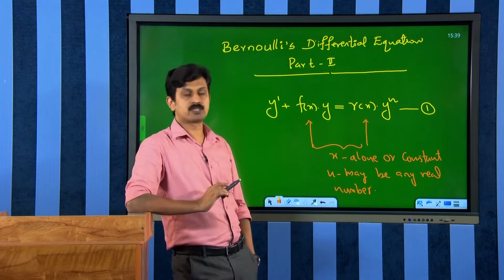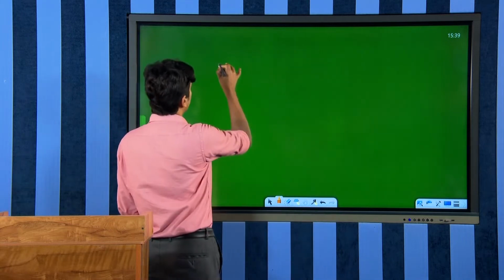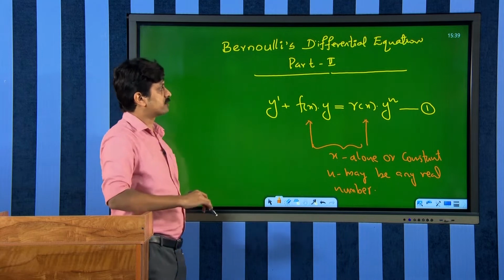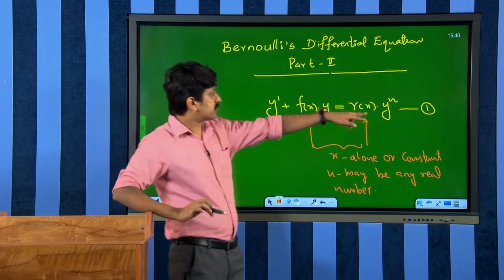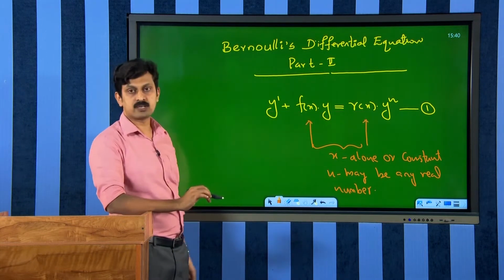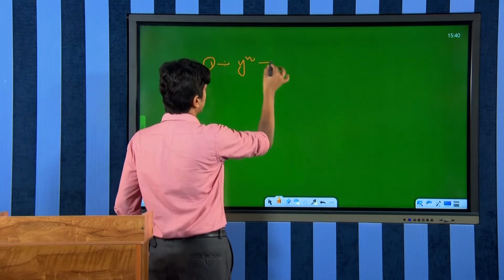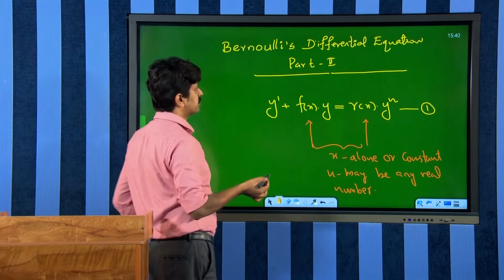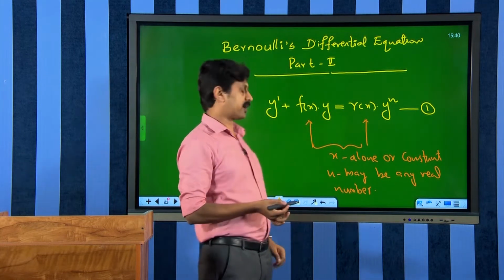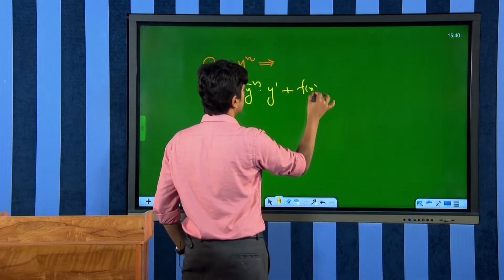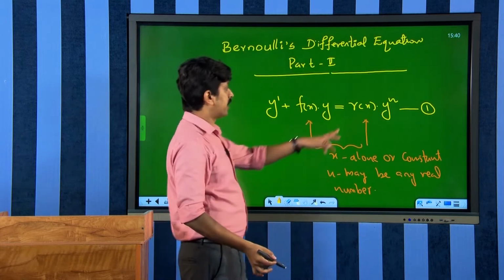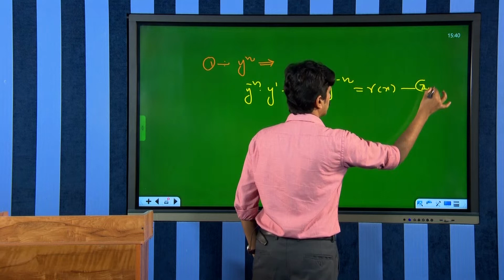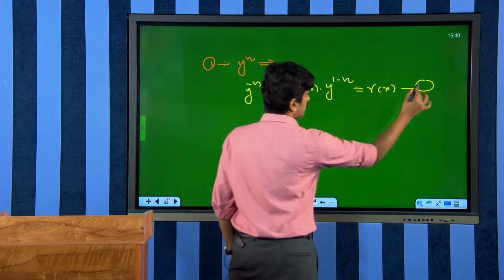We divide throughout by y raised to n, so we will get the second equation. Dividing equation number 1 by y raised to n, we have 1 by y raised to n into y dash. So equation 1 becomes y raised to minus n into y dash plus f of x into y raised to 1 minus n, and finally r of x remains there. So this is equal to r of x. This is equation number 2.